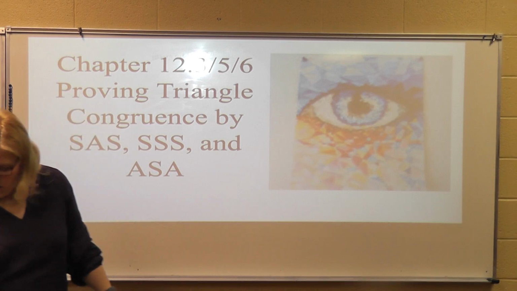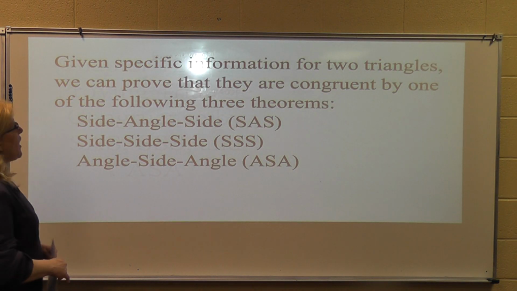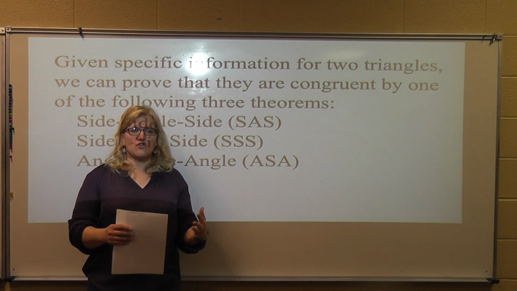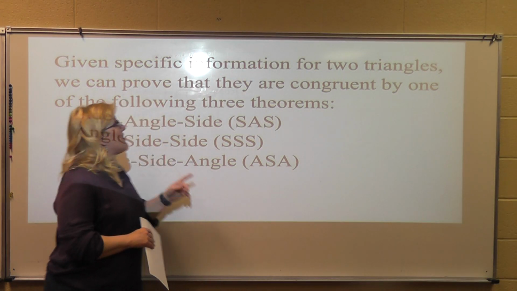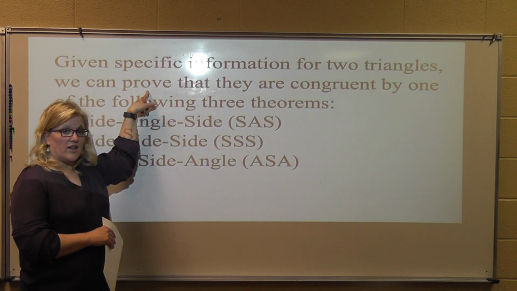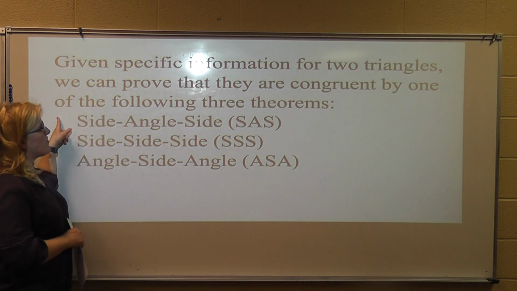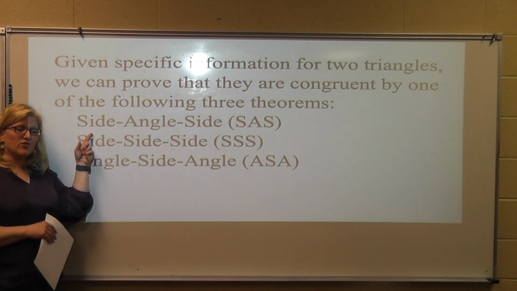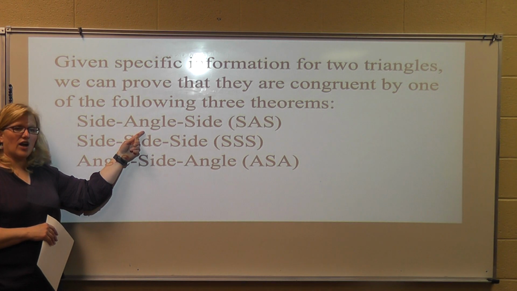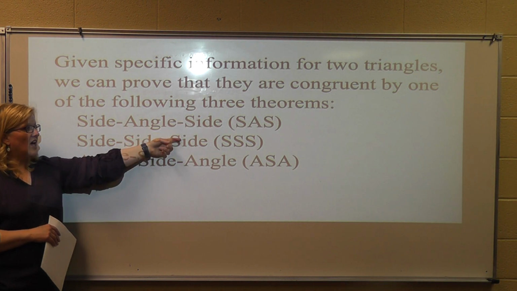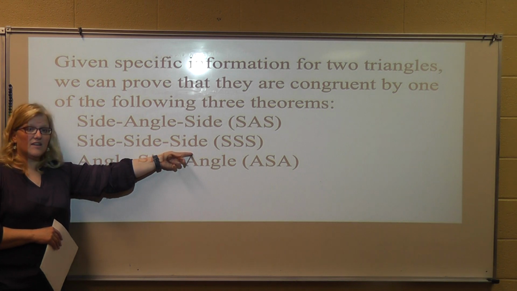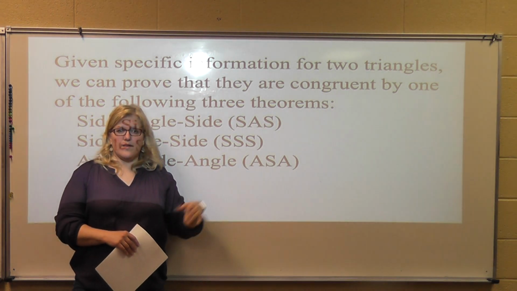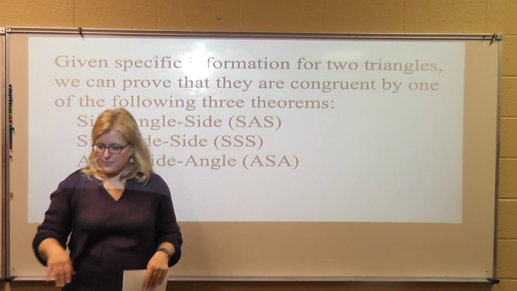If we are given specific information for two triangles, and these two triangles are congruent, then we can prove that they are congruent by one of the following three theorems. I have this on the first slide. S stands for side, and A stands for angle. So we've got side, angle, side, or SAS, side, side, side, SSS, and angle, side, angle, ASA. We're going to cover all three of those.